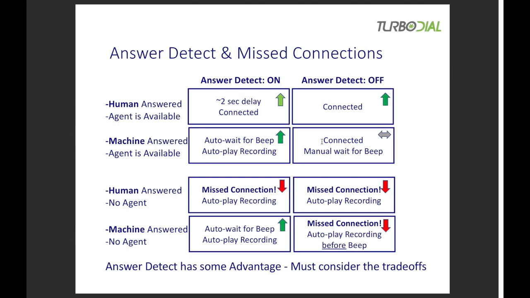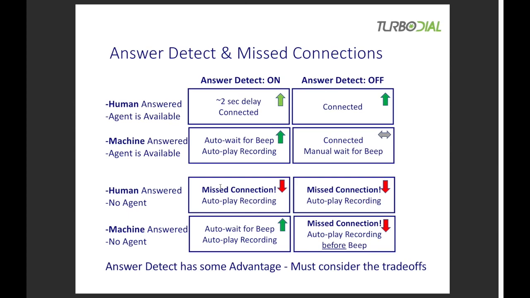If answer detect was off though, the machine answers and your agent is available, well, that call is going to be connected to your agent. Your agent then must manually wait for the beep and then trigger the playback recording to be played back on the answering machine. There's a gray arrow. It's not really a great success, it's not a failure, but it did take some of your agent's time. So these two scenarios up here where there are agents available for human answers and machine answers, these are the more common scenarios that agents will be available.